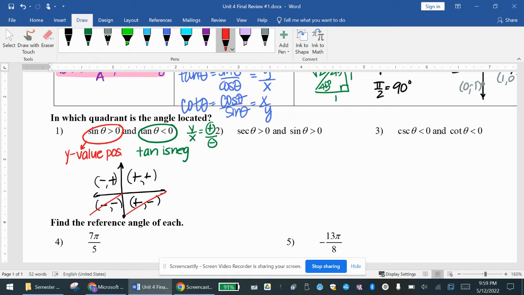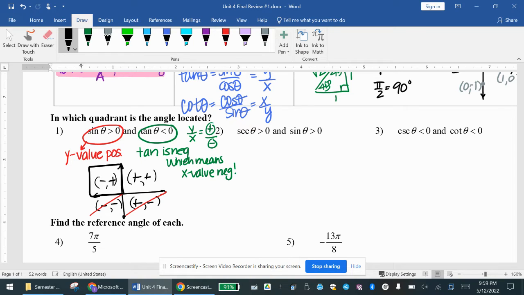If the x value is negative, right, which came from here, that means we're left with quadrant 2. So quadrant 2 is the correct answer.